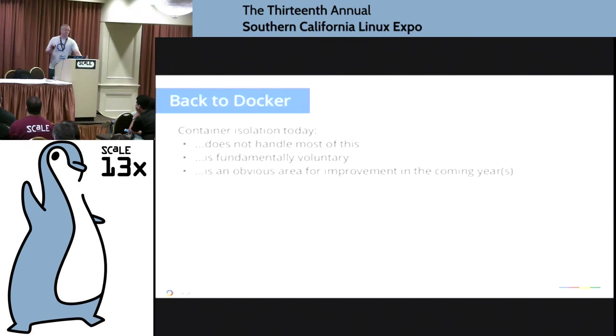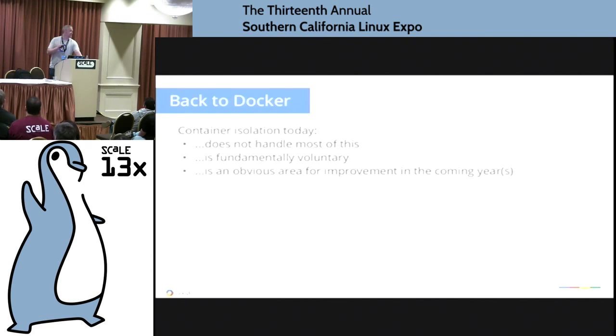Docker today doesn't handle pretty much any of this. Docker handles CPU and memory isolation, and that's about it. And even those are totally voluntary. If you schedule a container that doesn't specify CPU and memory, you do not have a CPU and memory limit, which goes back to my previous statement about all SLOs being void. So this is an obvious area for improvement.